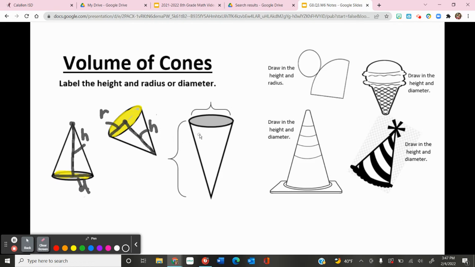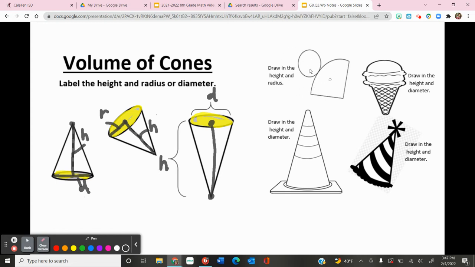Now, looking at this cone, again, after identifying your base, which is always going to be a circle, I see that this is referencing going all the way across our cone, all the way across our base. So this is known as the diameter. Now, again, the height of your cone is from the peak of your cone to the center of your base. This would be the height.